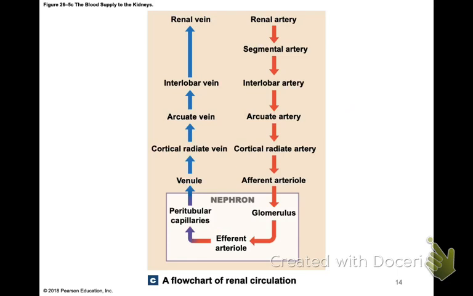Now within the nephron, down in the box at the bottom, from the glomerulus, which remember is a ball of capillaries, blood is drained into, instead of venules, arterioles, which is unusual, and we'll talk about that. The efferent arterioles drain into peritubular capillaries, and those will drain into venules.